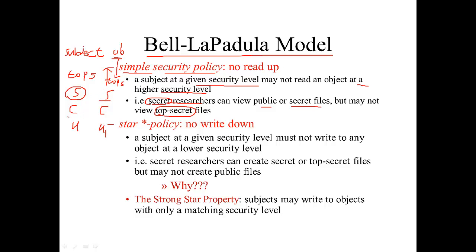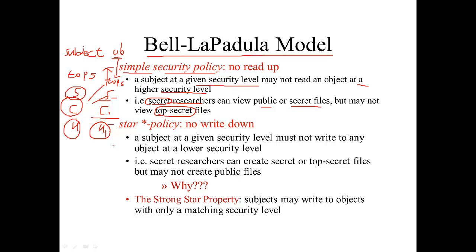For the confidential level, it cannot view secret level and top secret level. It can only view confidential level and unclassified level. For the unclassified level, it cannot view confidential level, secret level, and top secret level, but it can only view unclassified level. That means it can only view the lower level, okay? Cannot view the upper level. That's called the simple security policy.